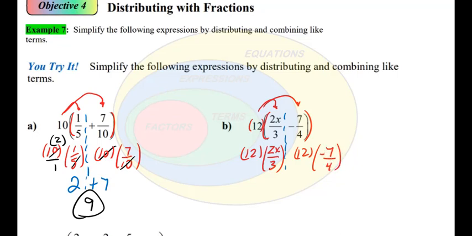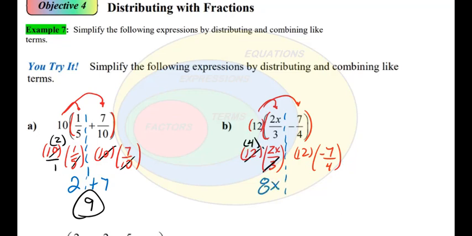As I do each one of these, again, I'm going to take advantage of the fractions. I'm going to multiply and cancel. The 3 will cancel with the 12, leaving a factor of 4. So the factors that are left are 4 and 2x. This term actually becomes 8x.